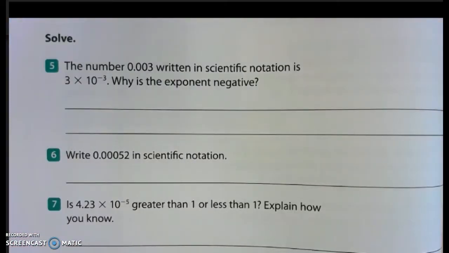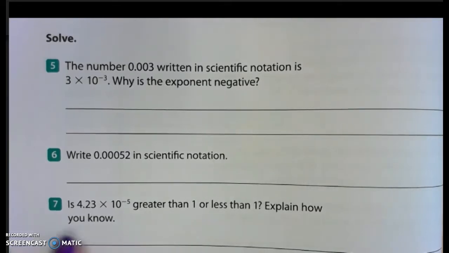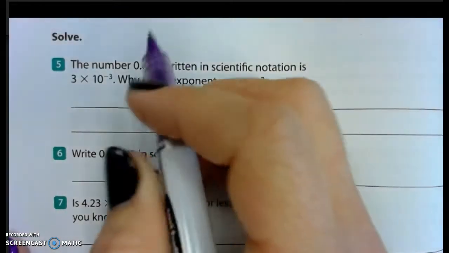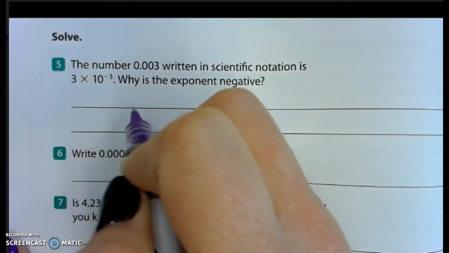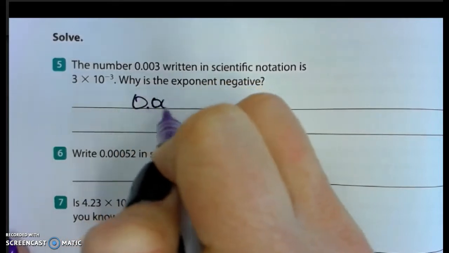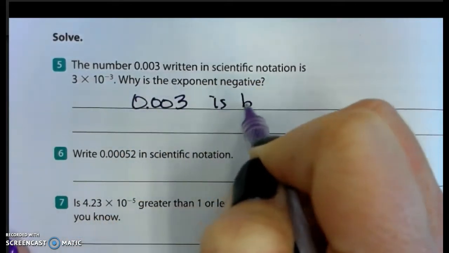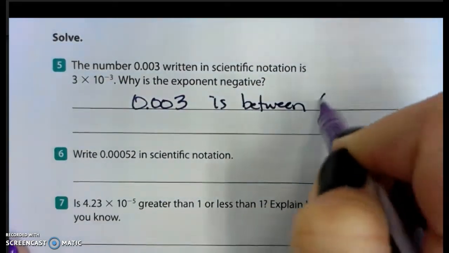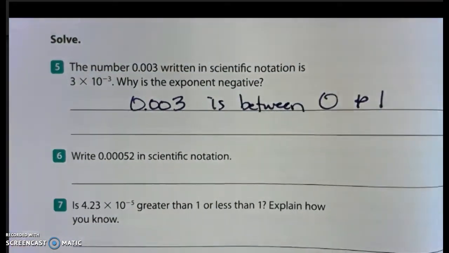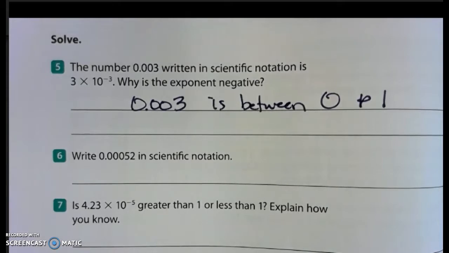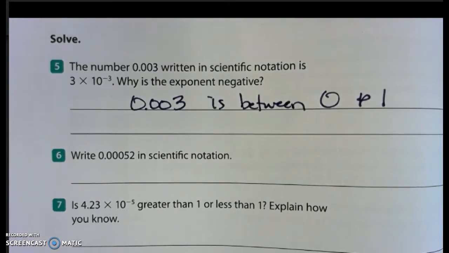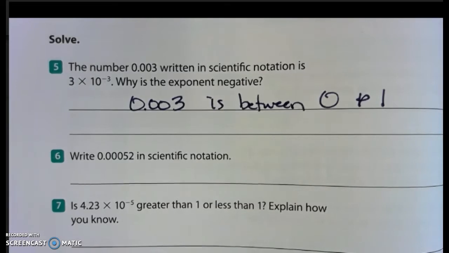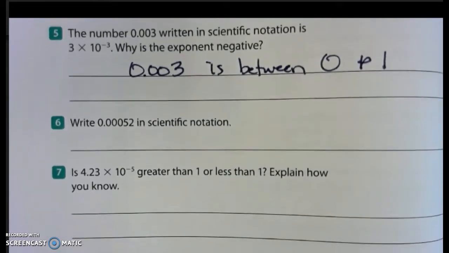Number 5, the number 0.003 written in scientific notation is 3 times 10 to the negative 3rd. Why is the exponent negative? The exponent is negative because the standard form number, 0.003, is between 0 and 1. And numbers that are originally between 0 and 1 have a negative exponent. Okay, any explanation that helps me know that you understand that would be correct.